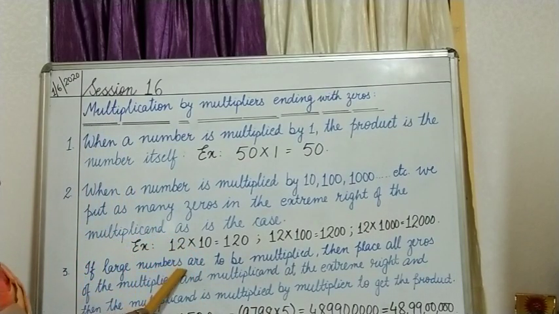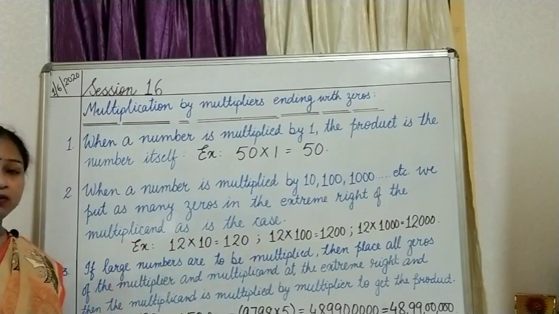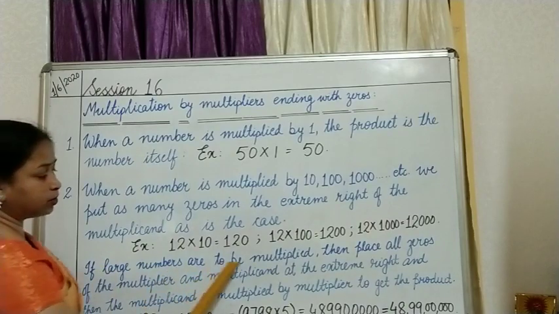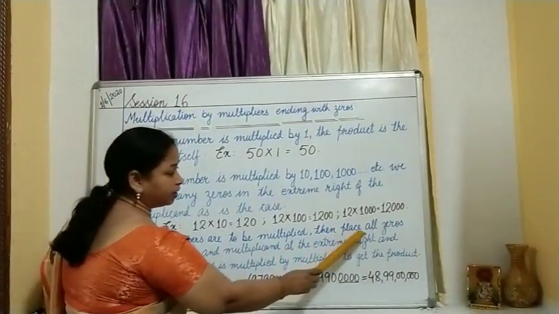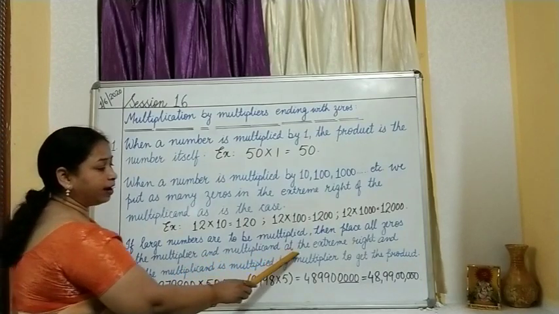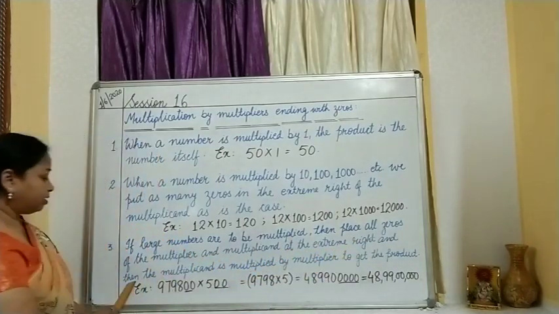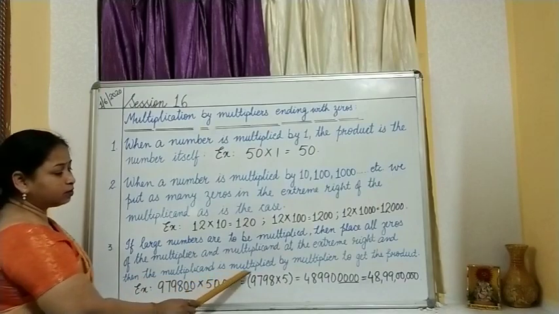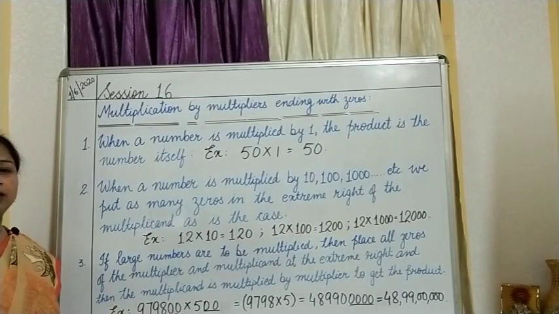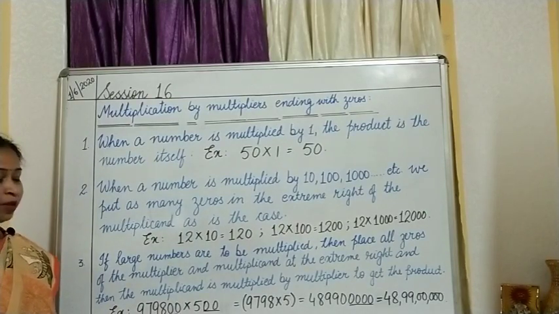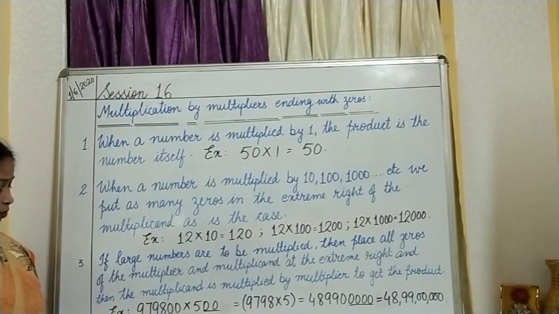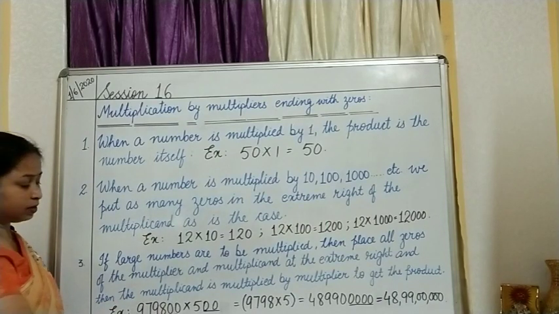If large numbers are to be multiplied, since you are dealing with large numbers, let us check how to do it. If large numbers are to be multiplied, then place all the zeros of the multiplier and the multiplicand at the extreme right, and then the multiplicand is multiplied by the multiplier to get the product. Don't get confused by the terms multiplier, multiplicand. Okay, I will make it simpler by showing this example. Now this is the multiplicand, this is the multiplier.